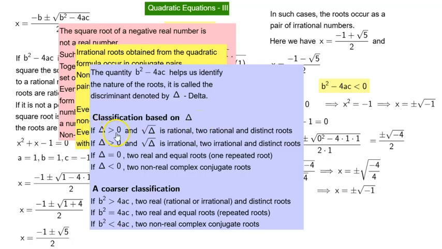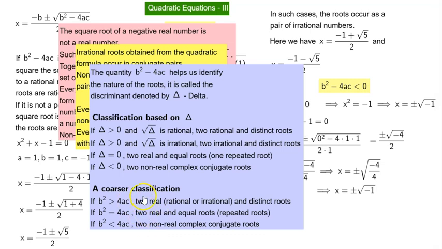If delta is greater than 0 and square root of delta is rational, we get two rational and distinct roots. If delta is greater than 0 and square root of delta is irrational, we get two irrational and distinct roots. If delta is equal to 0, we get two real and equal roots, or in other words, one repeated root. If delta is less than 0, we get two non-real complex conjugate roots.